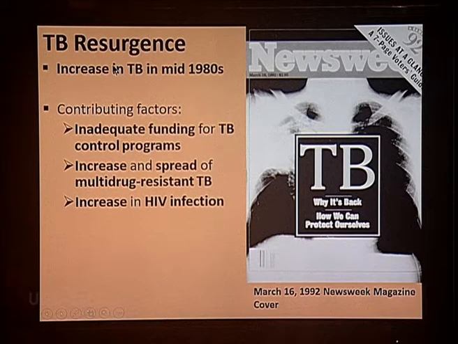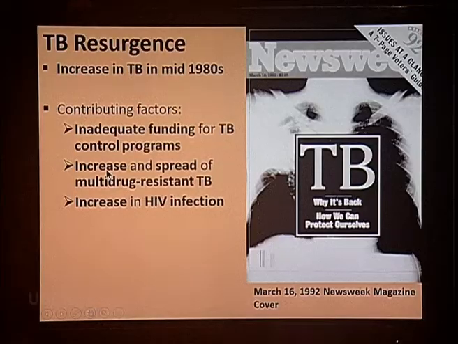There are many factors that contributed to this resurgence of tuberculosis. For example, since people believed that TB was gone, the funding for TB control programs was not that good. That's one thing. Secondly, multi-drug resistant TB emerged, increased and spread. That's another reason. And the third reason was the increase in the number of HIV infected people. We'll discuss it later. So the governments all over the world were alarmed, and they started funding these TB control programs.